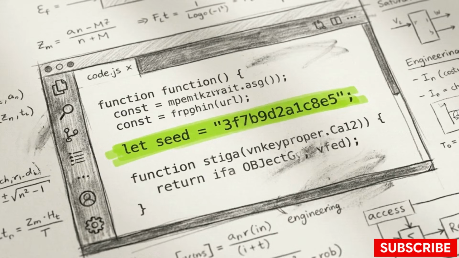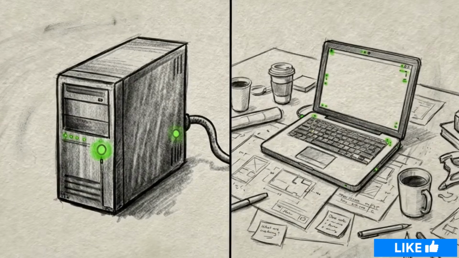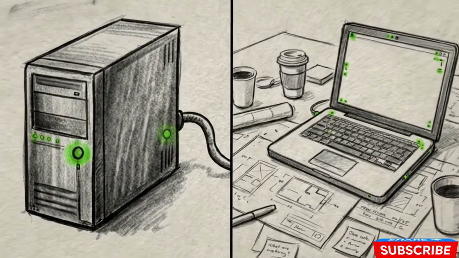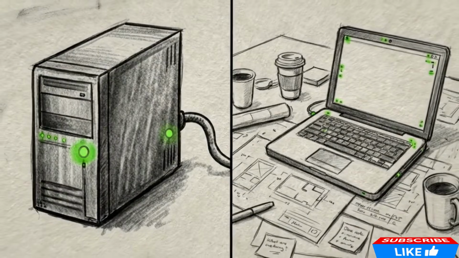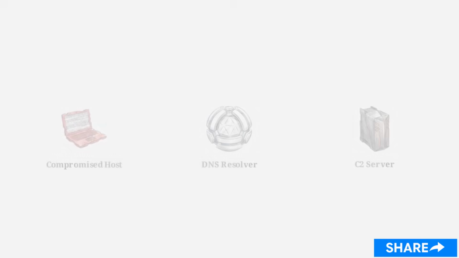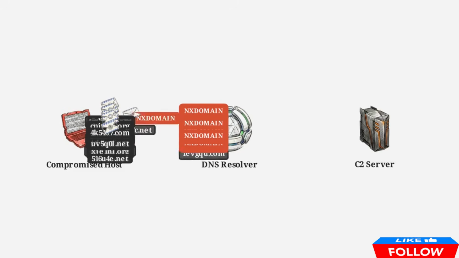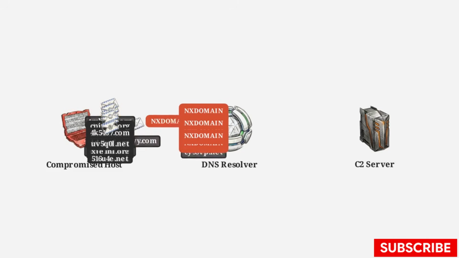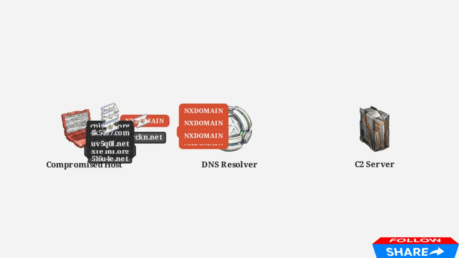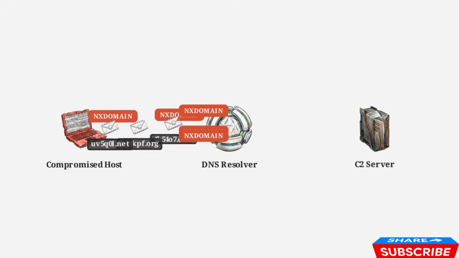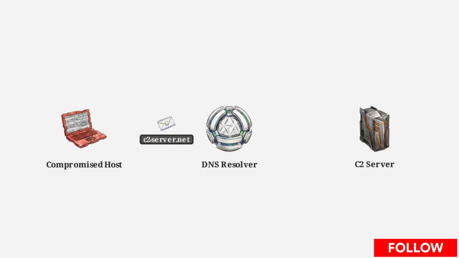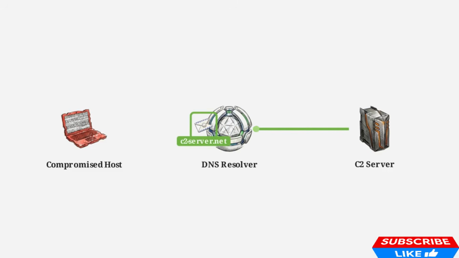A DGA relies on a shared cryptographic seed. Both the malware running on the infected host and the external command and control server possess the exact same mathematical formula and seed value. Using the shared seed, the compromised host fires thousands of randomized domains at the DNS resolver. Most don't exist, so the resolver rejects them, generating a stream of NXDOMAIN errors. Out of thousands, only one successful query is needed to establish a persistent command channel.